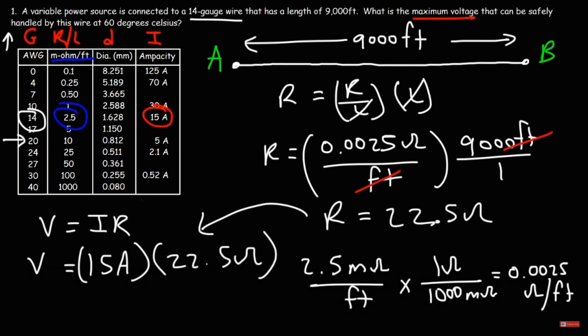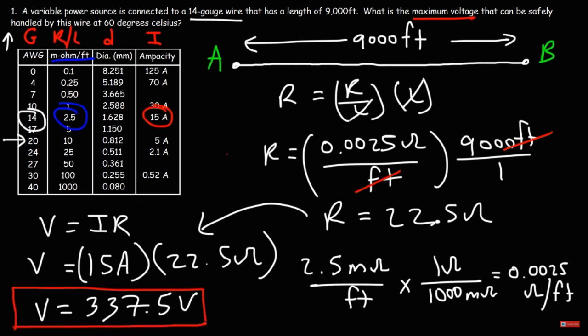So let's multiply 15 by 22.5. And that's going to give us a maximum voltage of 337.5 volts. Anything higher will exceed the maximum current rating of 15 amps for the 14 gauge wire.